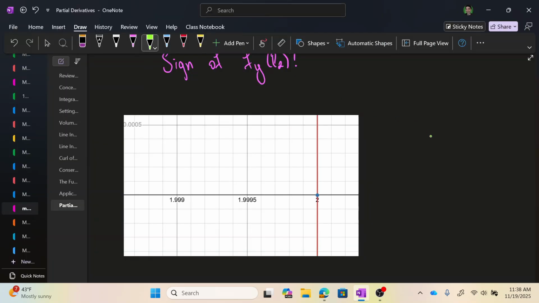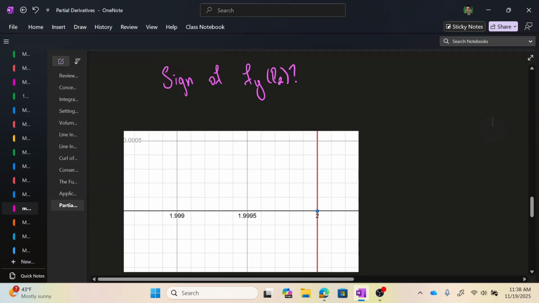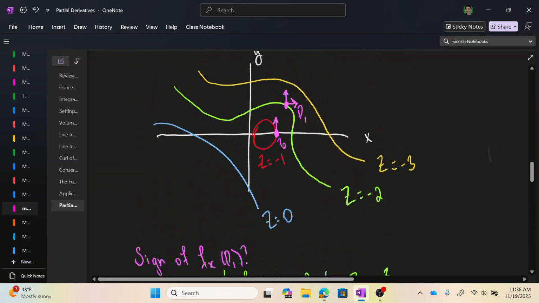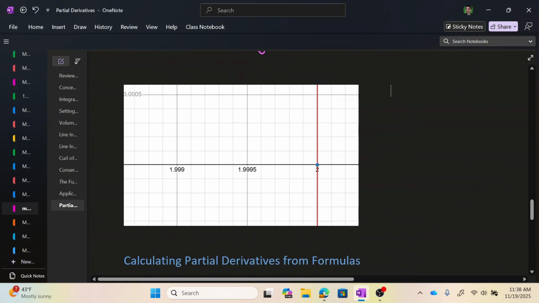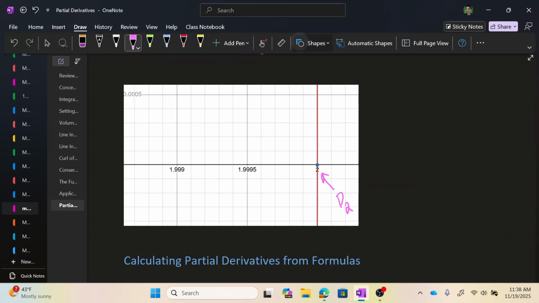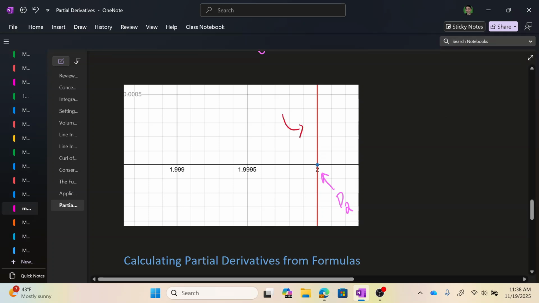Okay, so here is our very zoomed in picture of the point P2 as resting on the right edge of the z equals -1 level curve. So the point P2 in this image is this point here, and this red, now apparently vertical line, is the level curve z equals -1.